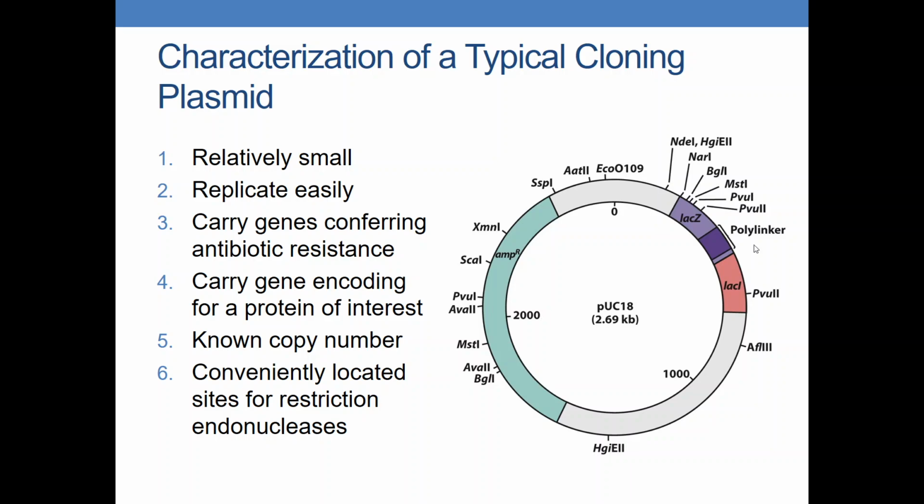Your vector should also be of a known copy number. That is very important. You want to know if you have a high copy number plasmid or a low copy number plasmid. And the last point here, I have hit on repeatedly thus far. You should have conveniently located sites for restriction enzymes, restriction endonucleases. That allows you then to manipulate the structure of your overall vector.